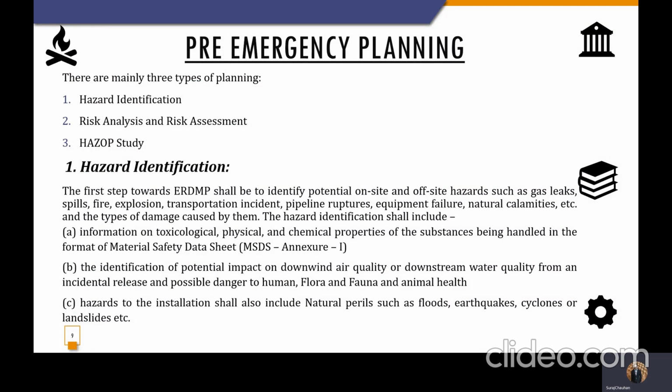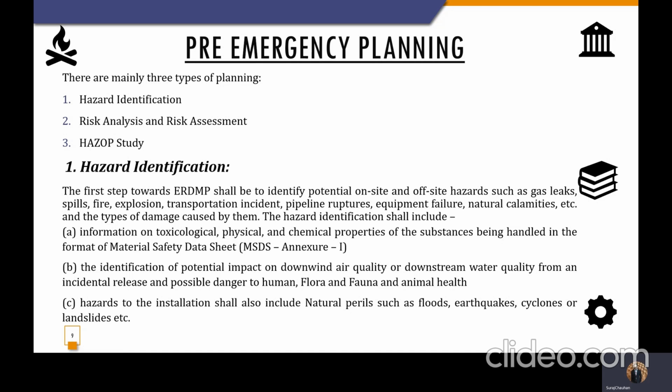It is the first step towards ERDMP, which is to identify potential on-site and off-site hazards, such as gas leak. In CGS, there might be a gas leak. Spills, fires, explosion. If fire is not controlled, it may result in explosion, transportation incidents, pipeline ruptures, equipment failures in CGS, as well as natural calamities, which may cause potential damage to them.